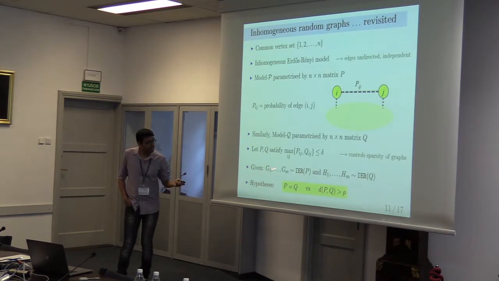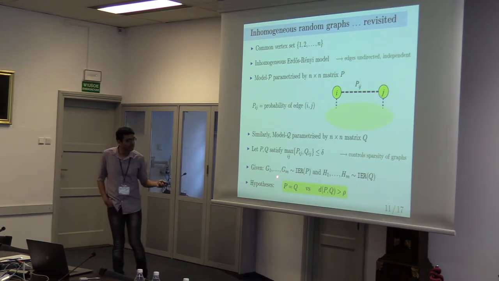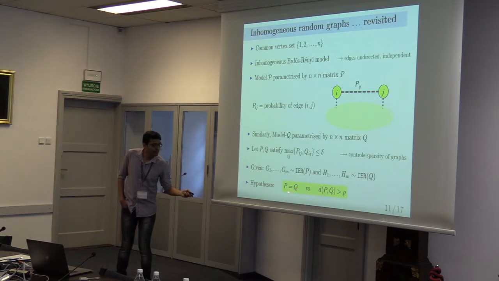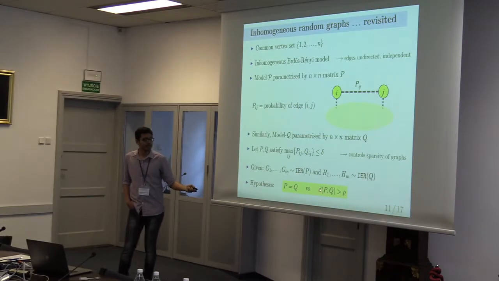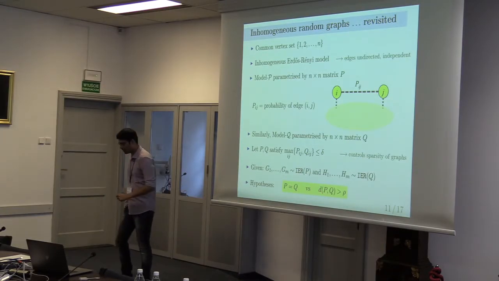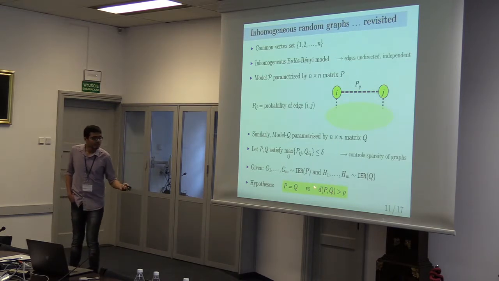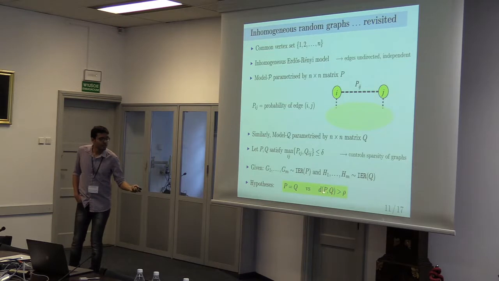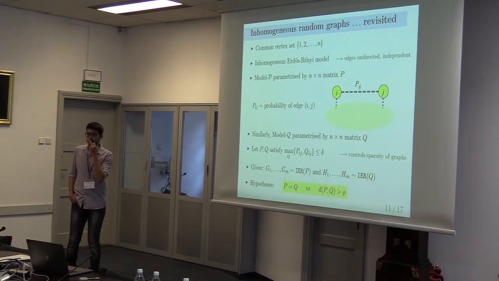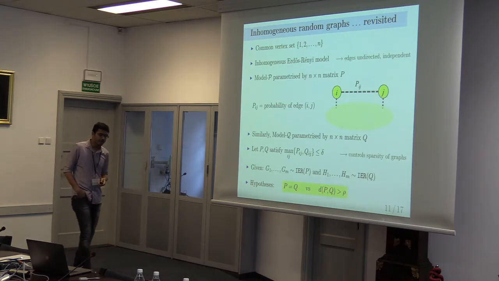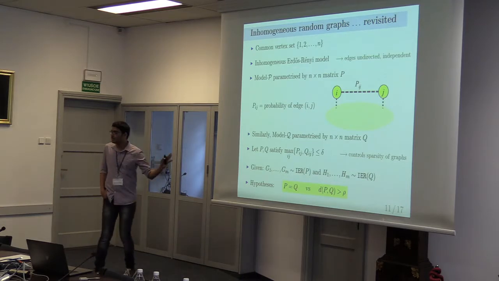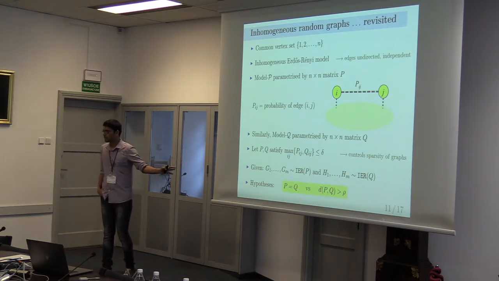Again, we have the m observations from each of the models, and we want to test the hypothesis whether p is equal to q, or with respect to some distance. I'll specify the distance a bit in the next slide. Whether the two models are separated at least by a distance of rho. And the question is, why do we care about the distance?